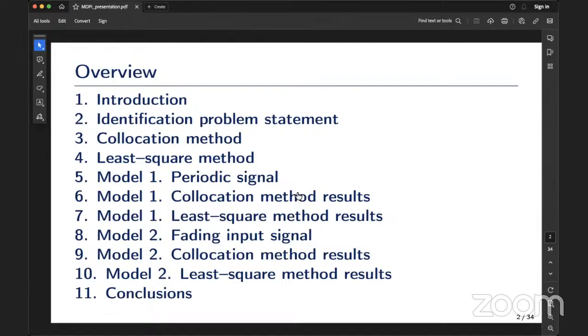Then I will focus on two models. One of them is a model for the periodic signal, another is for the fading input signal. I will provide results for the application of both the collocation method and the least square method and compare them. Finally, I will provide the conclusion and future work that can be considered.